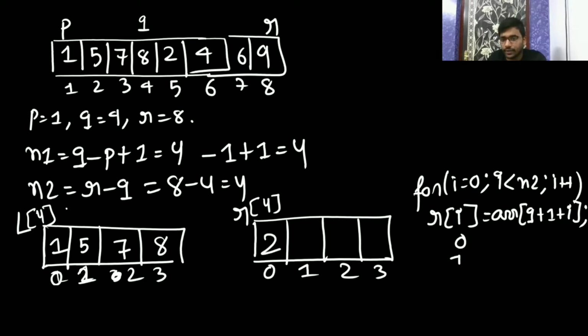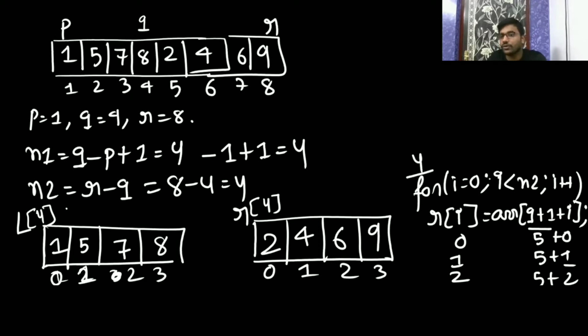Then i is 1. Then at position 1, q plus 1, 5. So 5 plus 0, then 5 plus 1, 6. At 6, it is having 4. Then I will increment to 2. So at 2, it will be 5 plus 2, so 7, 6. Then I will increment to 3. So at 3, it will be 5 plus 3, 8. At position 8 is having 9. Now I will increment to 4. Now 4 is not smaller than 4, because size of N2 is your 4.